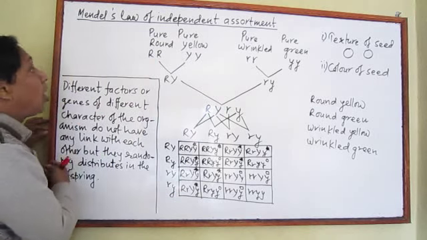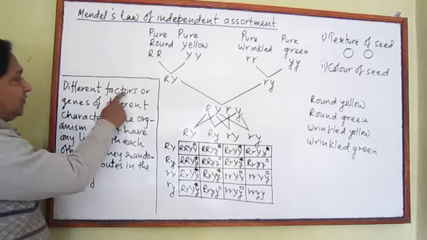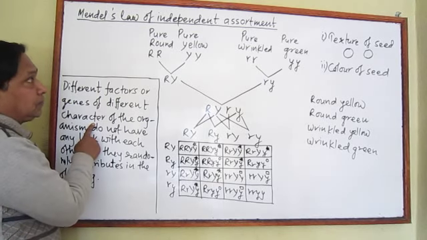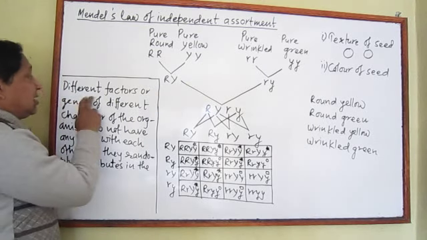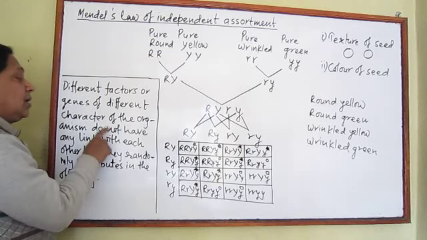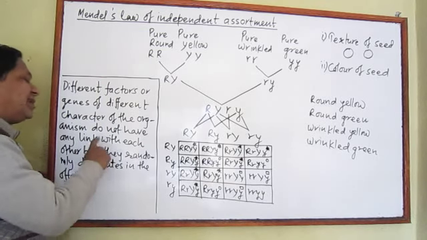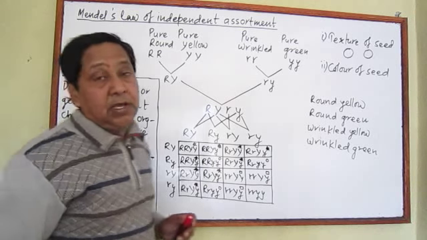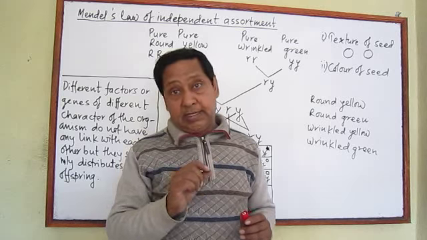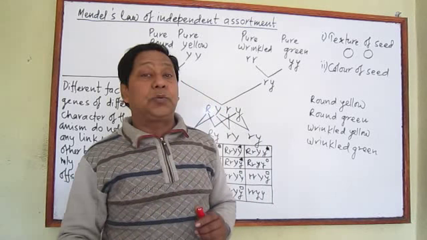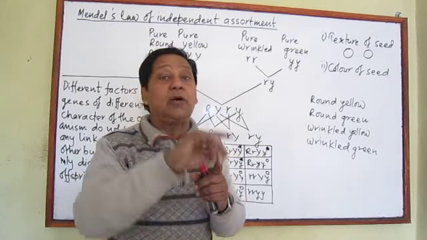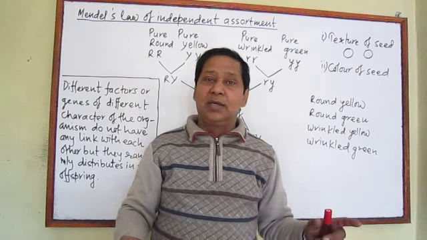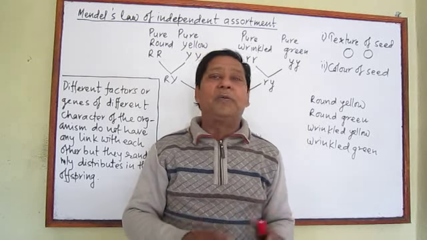According to Mendel's law of independent assortment, different factors or genes of different characters of the organism, here two characters are taken, do not have any link with each other, but they randomly distribute in the offspring. A round-seeded pea plant having yellow-colored seed may later in the offspring not be attached with each other. Round may be green also, wrinkled may be yellow also. There is no link. This was the conclusion of Mendel's law of independent assortment.